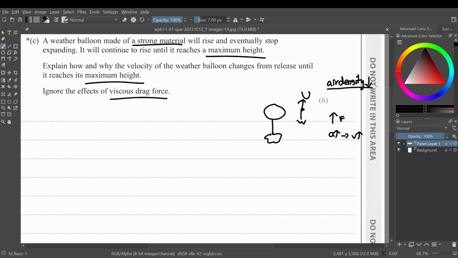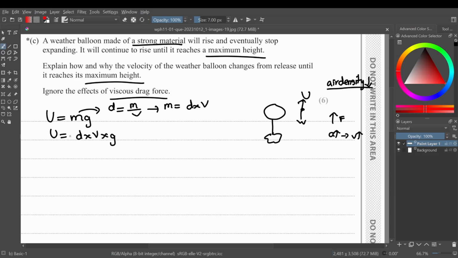So now let me explain how this is affecting the upthrust as well, because the upthrust is getting reduced due to it. We can use the upthrust formula, which is upthrust equals mg, and in order to find mass we will use the density formula, density equals mass by volume. If you rearrange it, mass equals density times volume. If you substitute it now, upthrust equals density times volume times gravity. So if your density is decreasing, your upthrust is decreasing as well.